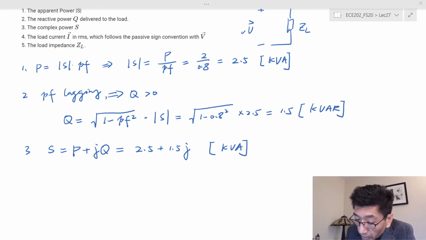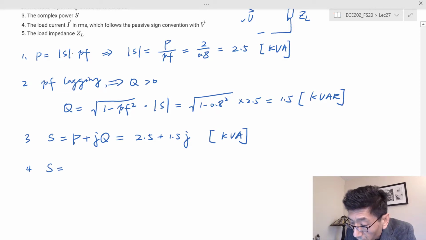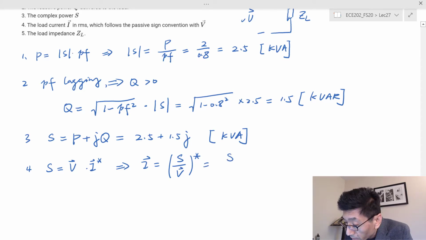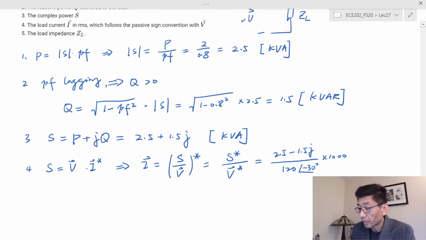And the current, number 4, let's see what's the voltage. Remember that S equals V times I conjugate, all in phasors, not V conjugate, V times I conjugate. So therefore I is equal to S over V phasor, and then take the conjugate. So this will be S conjugate over V conjugate, and S conjugate is going to be equal to 2.5 minus 1.5j. Remember, I need to multiply by 1,000, that's the kilowatts, and the unit for the voltage is volts. So that's 120. The angle here would be negative 30 degrees because I'm taking the conjugate also.